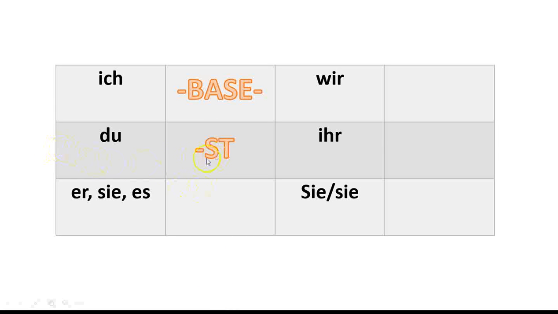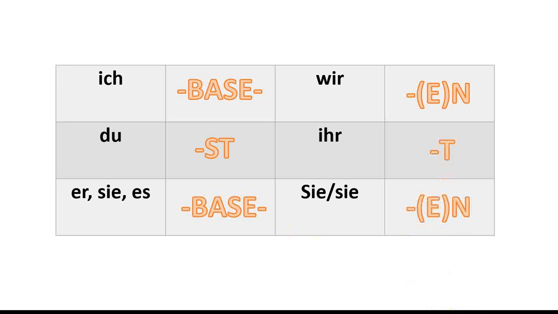St, so the base followed by an st. Er/sie/es is simply the base word. Wir is the base with an n or an en, just depending on how the base ends. Ihr with a t, and sie with an n or an en. So you can think about this as a chant: base, st, base, en, t, en. Base, st, base, en, t, en. And we'll take a look at how you look up what a base is.